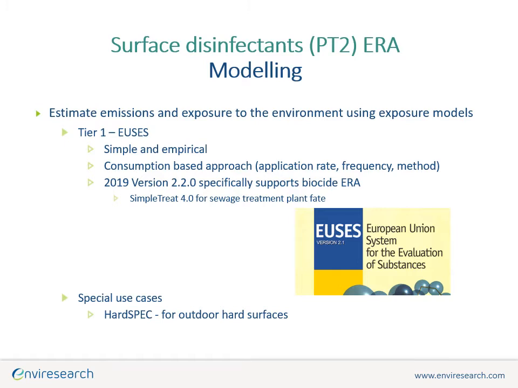There are additional special use case models that we can use depending on if it's a relevant scenario for our product. For example, HardSpec is a HSE Tier 1 tool for plant protection products, but this can also be used for BPR algicides to calculate runoff from outdoor hard surface yards that have been treated.